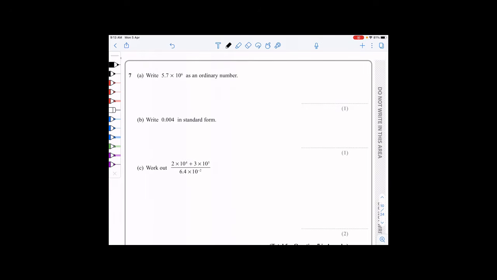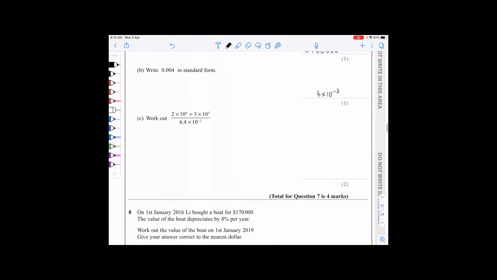Number 7, we need to write 5.7 times 10 to the 6 as an ordinary number. We will consume one of the powers of 10 to make 5.7 into 57, and we fill in with 5 zeros to make it into an ordinary number. Whereas for 0.004, we know that the decimal point needs to move by 1, 2, 3 places, so it's 4 times 10 to the minus 3.